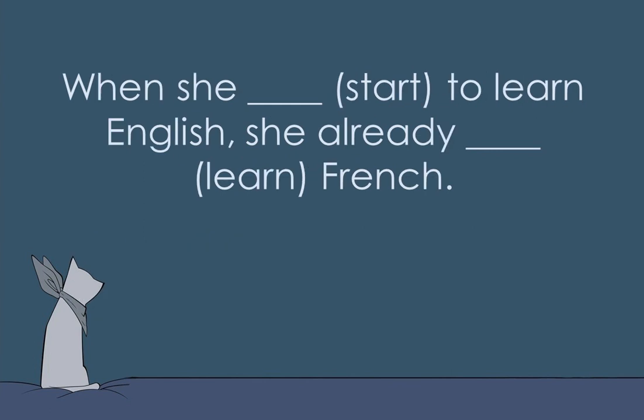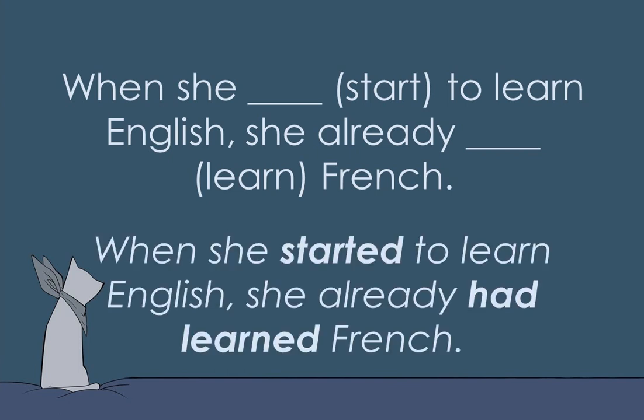3. When she started to learn English, she already learned French. Again, because of the signal word already, we know that the first thing or the first verb that happened first is the verb learn before the verb start. Therefore, the verb learn should take the past perfect tense and the verb start should take the past tense. The sentence should be, when she started to learn English, she already had learned French.